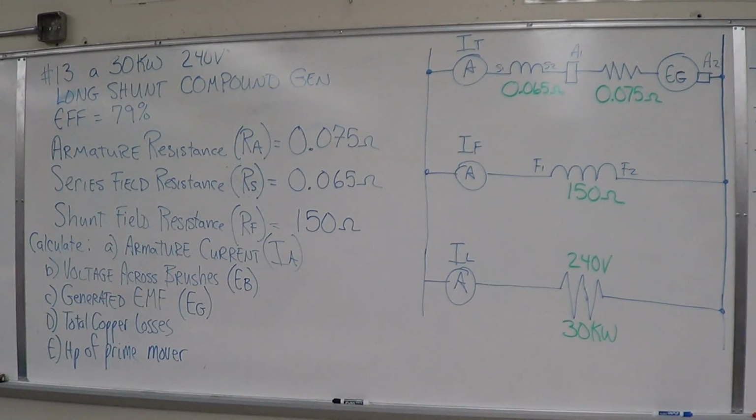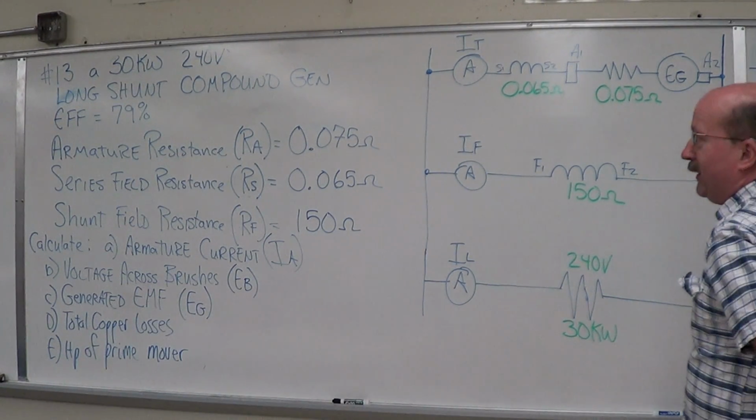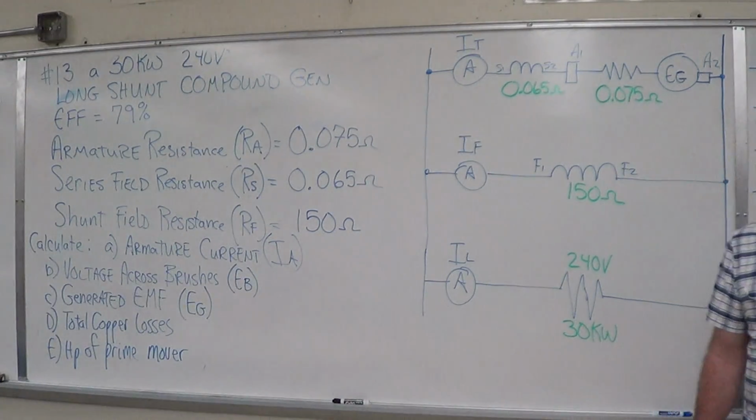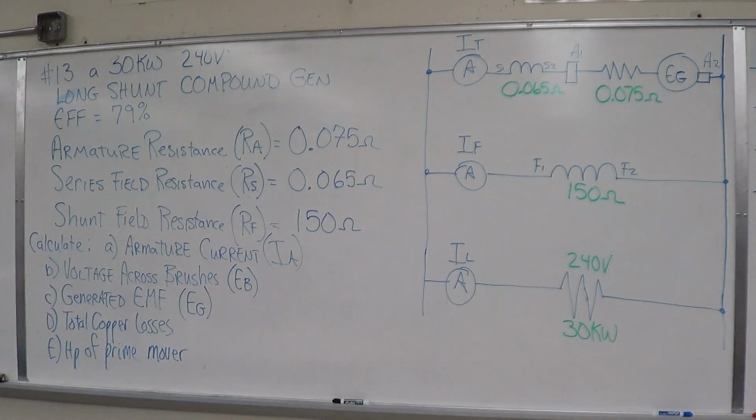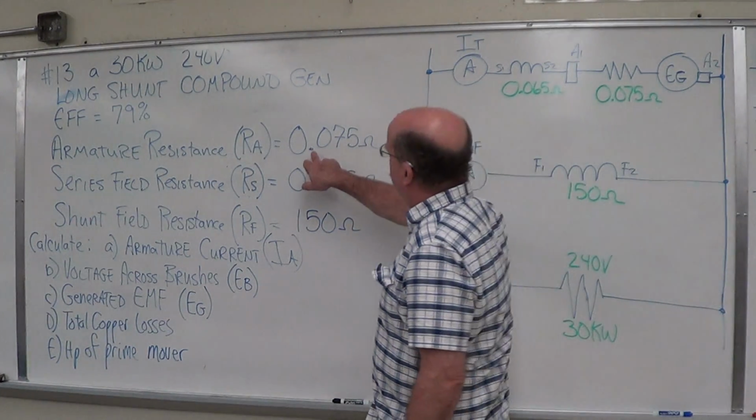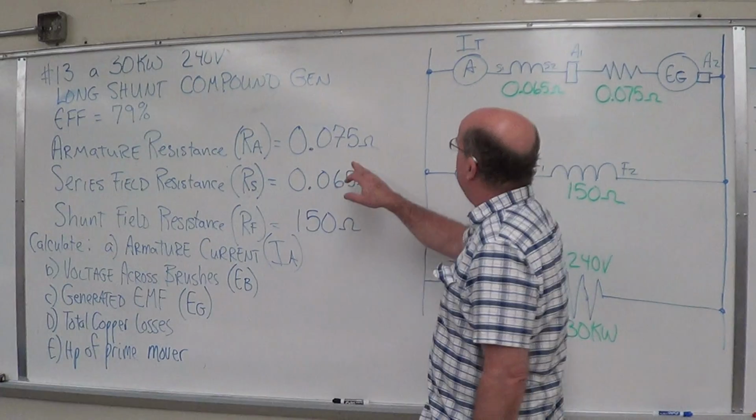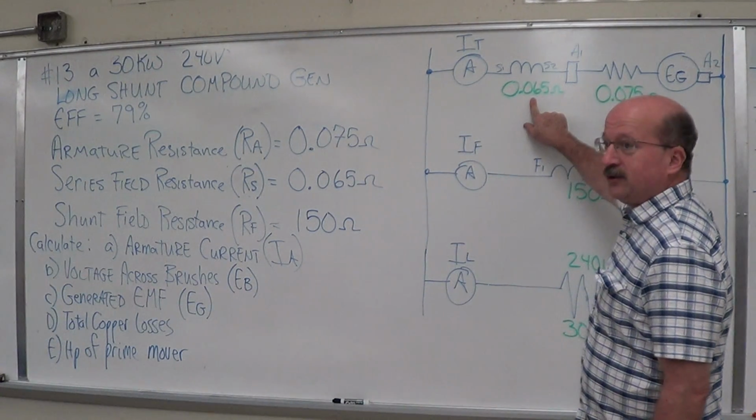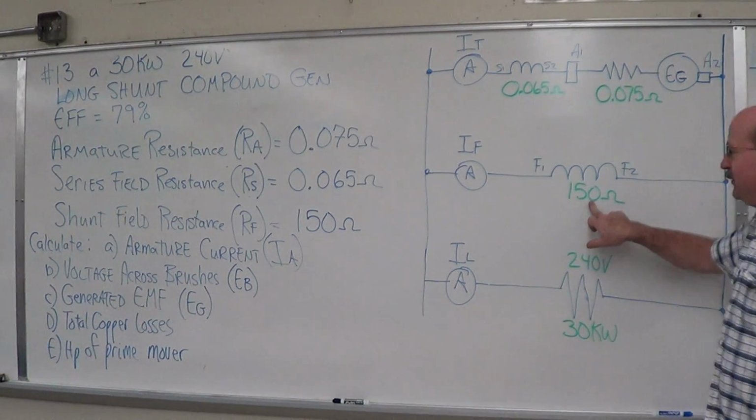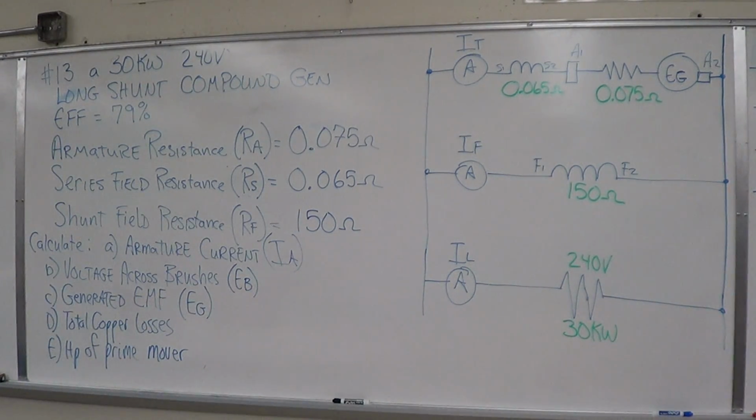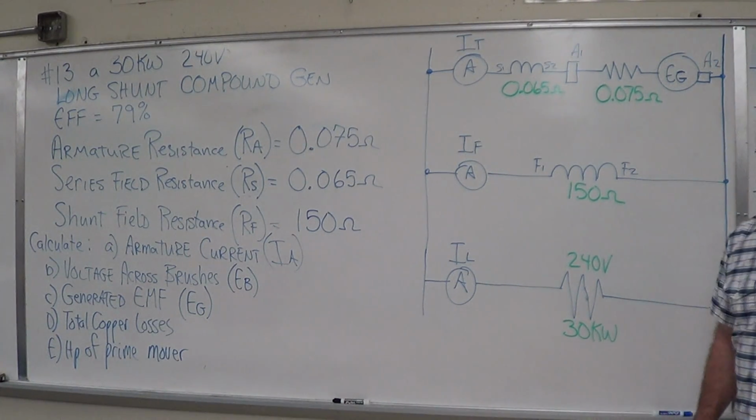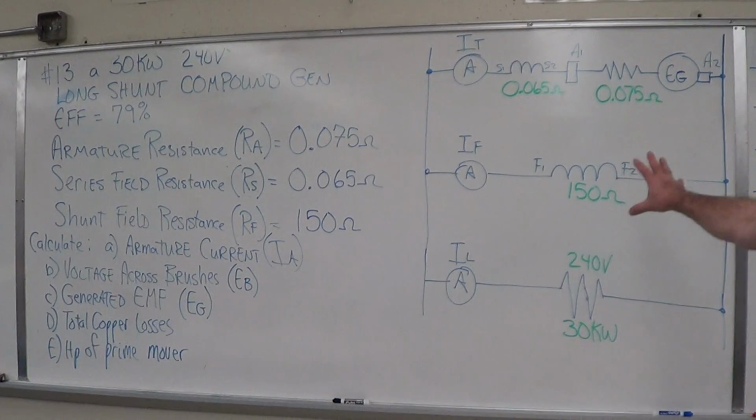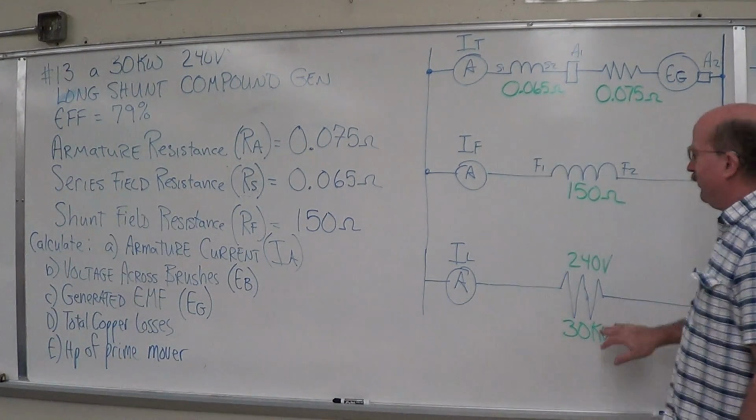Okay, we've got a 30 kilowatt, 240 volt long shunt compound generator. We have a lot of losses to calculate. We've got our armature resistance at 0.075 ohm, series field resistance right up here, 0.065 ohms. You've got your shunt field at 150 ohms. Our rated mode, 30 kilowatts and 240 volts. I put all the givens up here in green.